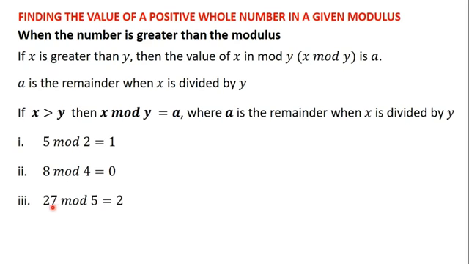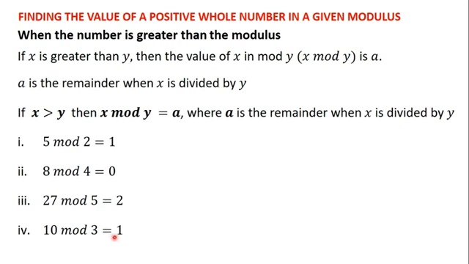The next example is 27 mod 5. 27, which is the number, is greater than 5. The value of 27 in mod 5 is the remainder when we divide 27 by 5. When we divide 27 by 5, we will get 5 remainder 2. So the remainder when we divide 27 by 5 is 2. It means that 27 mod 5 is 2.